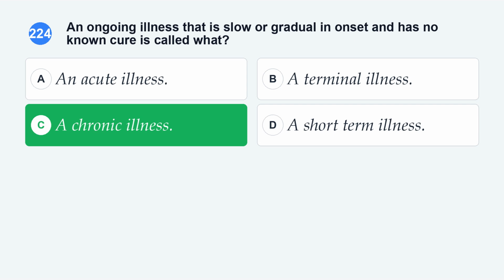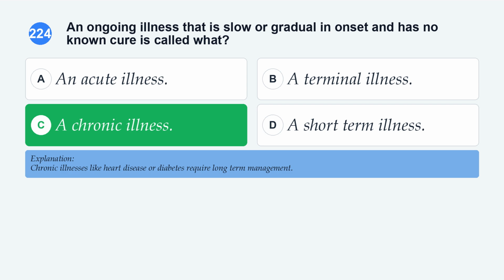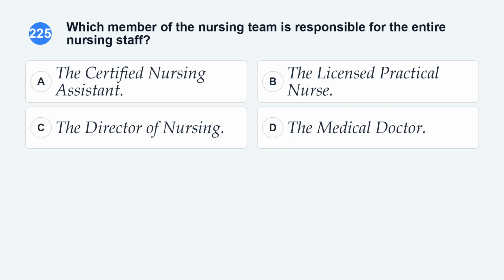The correct answer is option C, a chronic illness. Explanation. Chronic illnesses like heart disease or diabetes require long-term management. Question 225. Which member of the nursing team is responsible for the entire nursing staff? Option A, the certified nursing assistant.